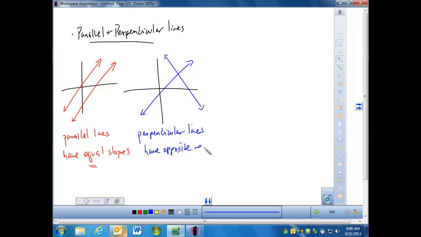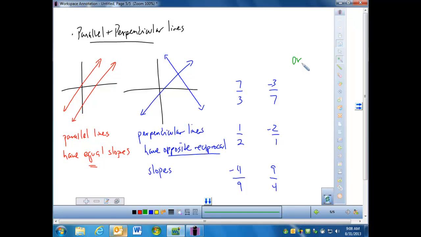It means if we write a fraction, the slope of one is the same as the slope of the other if you flipped it upside down, like 7/3 and negative 3/7, because they're opposite as well. 1/2 and negative 2/1, or negative 4/9 and 9/4.